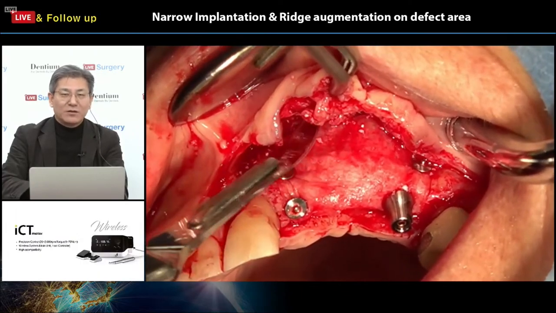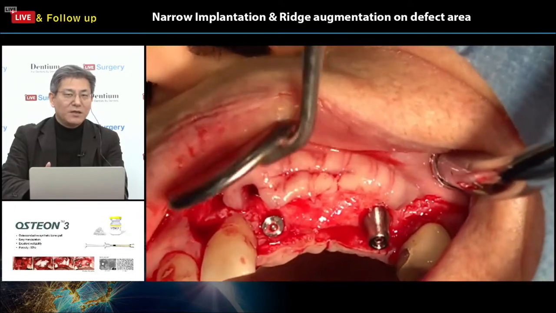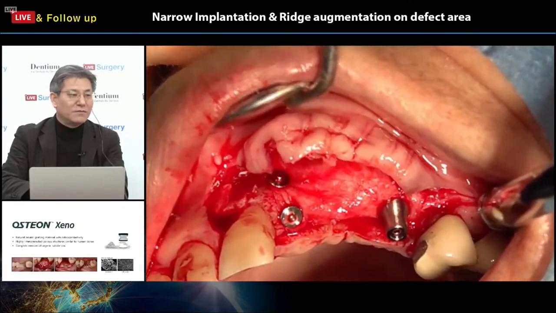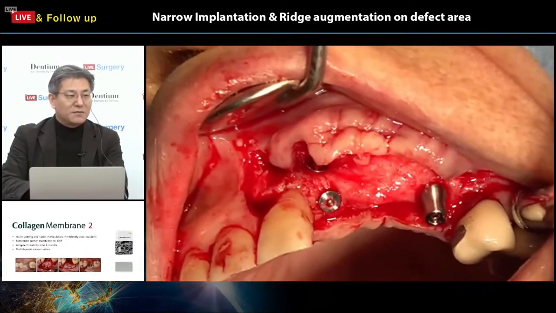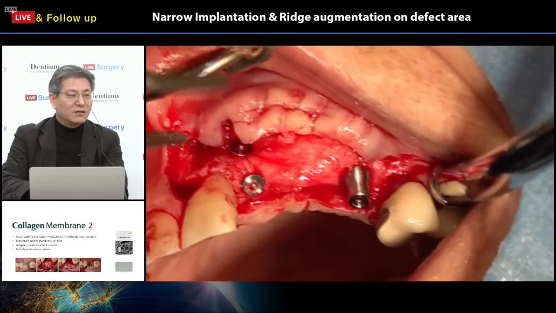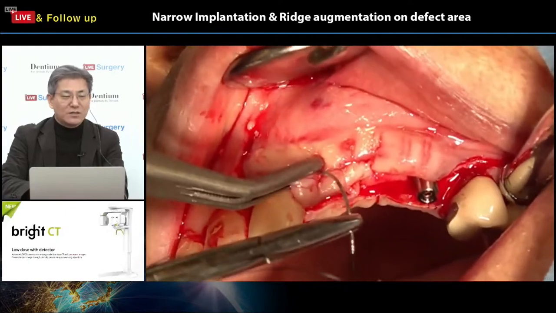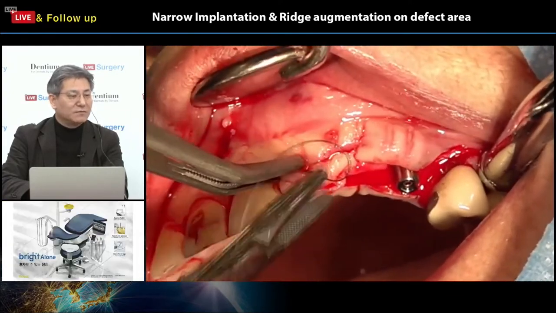For the primary closure. As I mentioned before, primary closure. So for getting a successful GBR result, we have to try the primary closure at this GBR site, the bone grafted site.